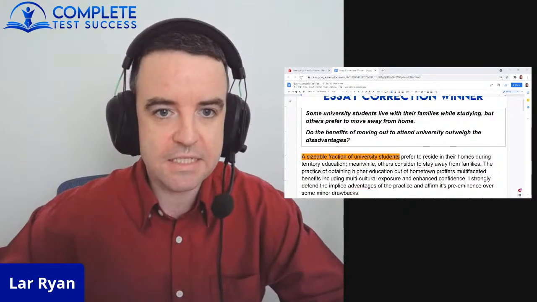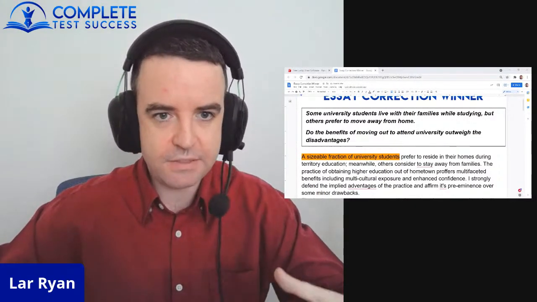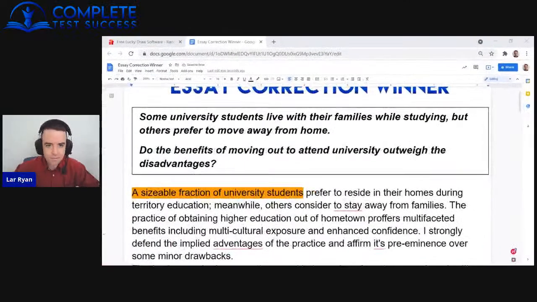So by saying a sizable, what was the phrasing? A sizable fraction of university students, that's not accurate. All we know is it's not all university students. When we say some people, it means not all people. We don't know if it's a big or a small group. So straight away, that's actually a very common mistake with paraphrases.